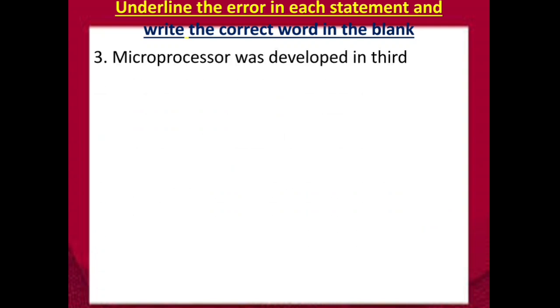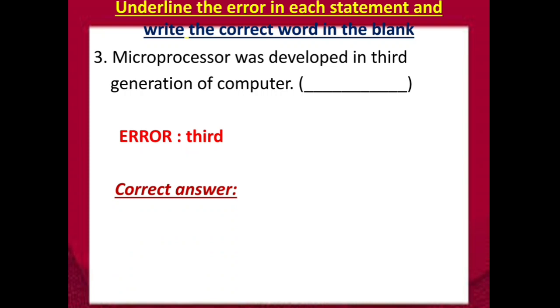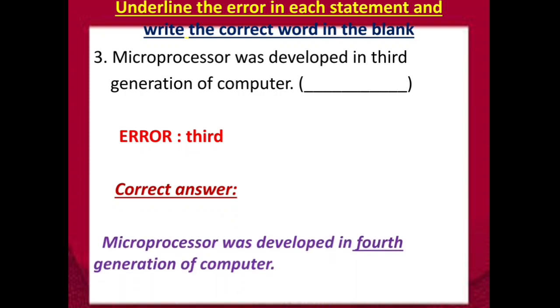Microprocessor was developed in the third generation of the computer. Microprocessor in which generation? The error word is third. So the correct one is: microprocessor was developed in the fourth generation of the computer. Here we can say microprocessor is also an error word; there we can fit: integrated circuit was developed in the third generation of the computer.